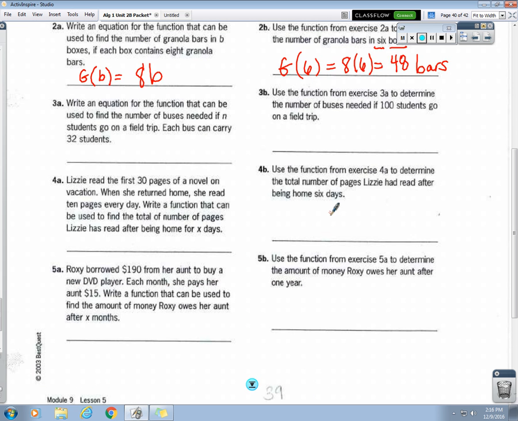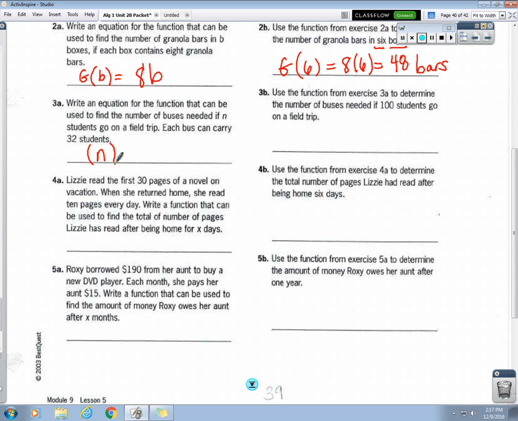Write an equation for the function that can be used to find the number of buses needed if n students go on a field trip. Each bus can carry 32 students. Okay, what variable did they tell you to use? N. And N represents students.